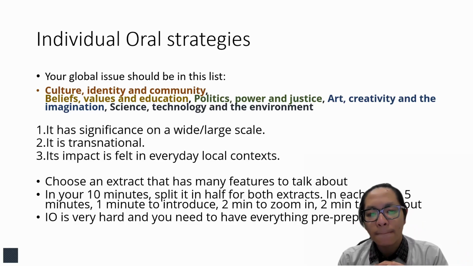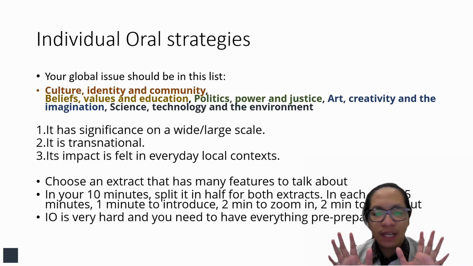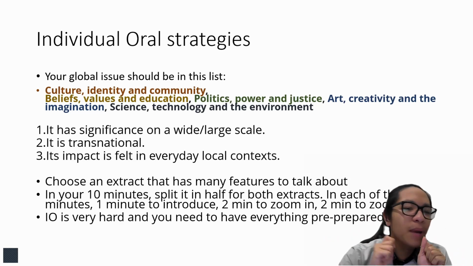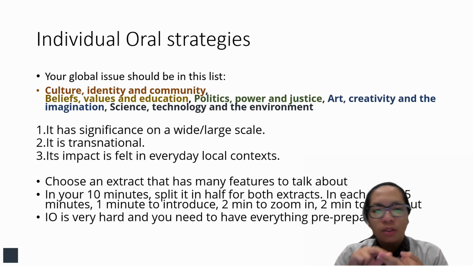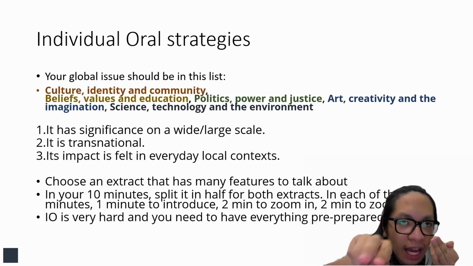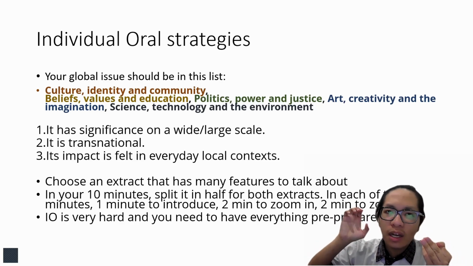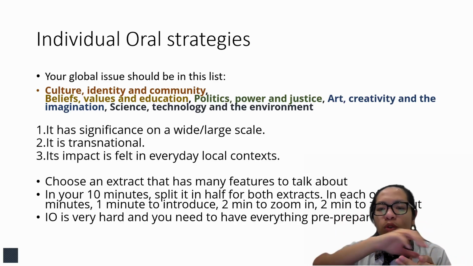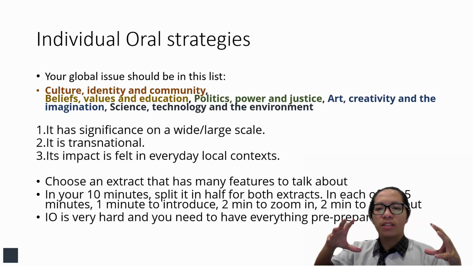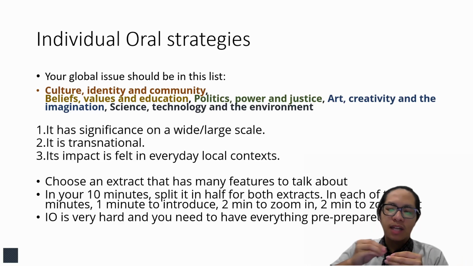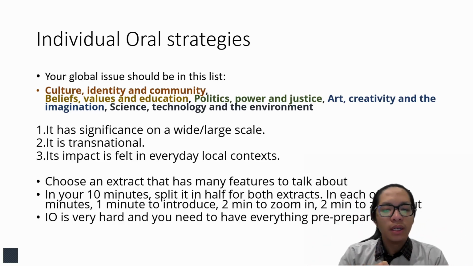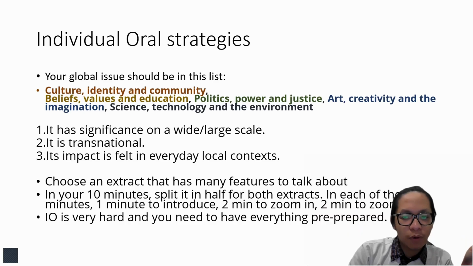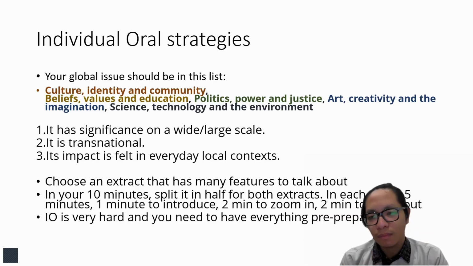So in the 10 minutes that you'll be given to speak, for the 5 minutes, the best strategy is 1 minute to introduce, 2 minutes to zoom into the work. So as in zoom into the lines, zoom into the picture, zoom into something, then you zoom out as in you see the whole thing in general, its outline, what it implies. And then just repeat this for the next work, and then you'll easily breeze through.